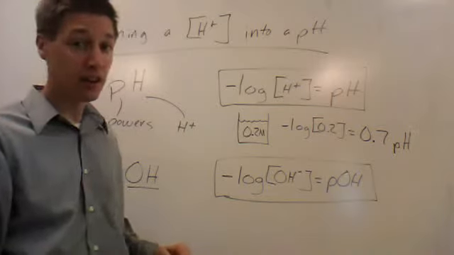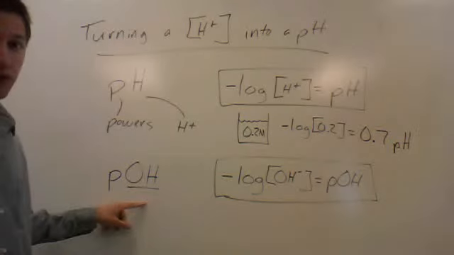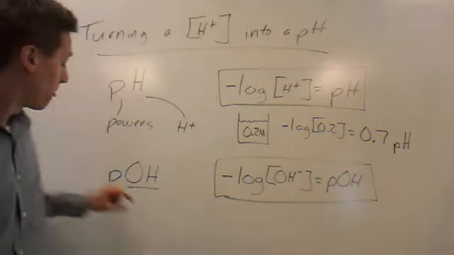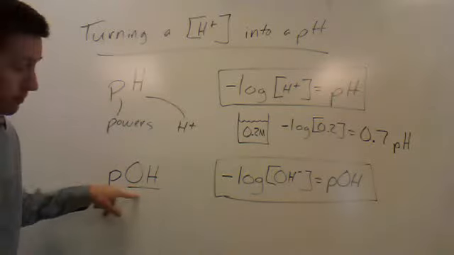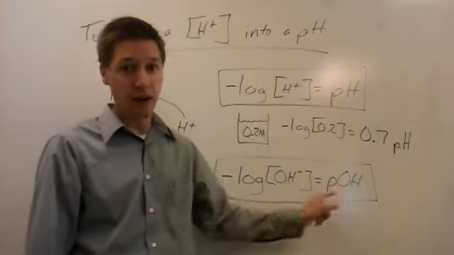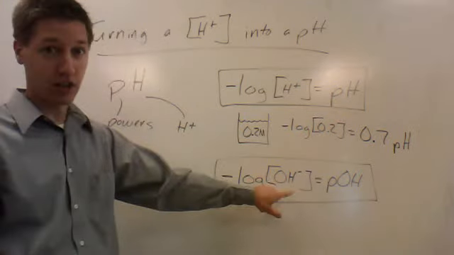Now if you have a hydroxide concentration and you want to turn that into a pOH, you can take the negative log of the OH concentration. So again, the P stands for power, OH would be the hydroxide this time instead. So you can turn things into a pOH, a power of hydroxide, if you know the hydroxide concentration.